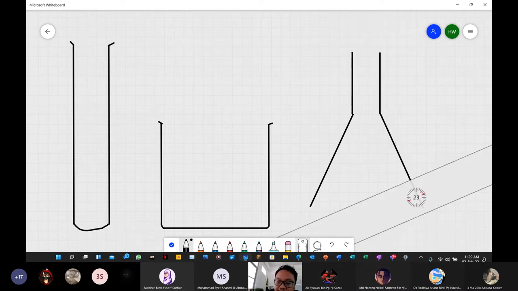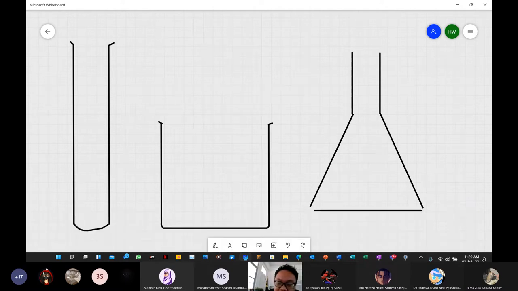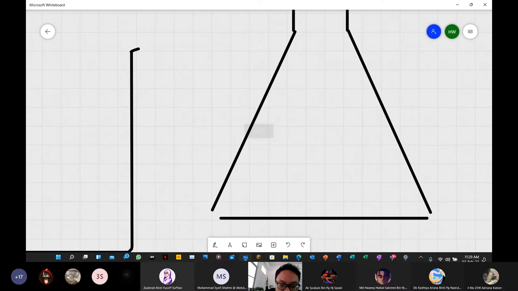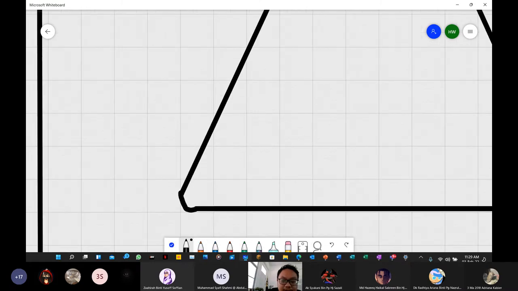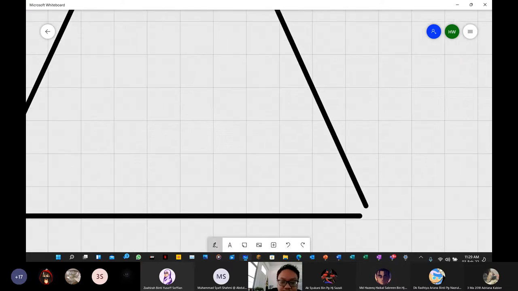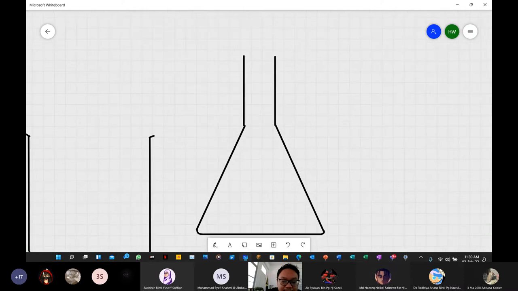At the bottom, make a line. Sama macam beaker tadi, you just make a line. And after that, you combine with a curve at the edge. If you draw it sharp, then you lose mark again. So make a curve as smooth as you can. Okay. Then on top of it, just like the ear, the same thing, like the beaker, test tube, and boiling tube.